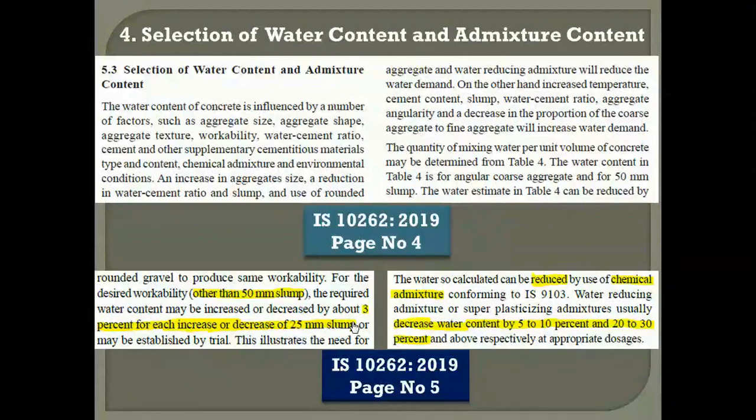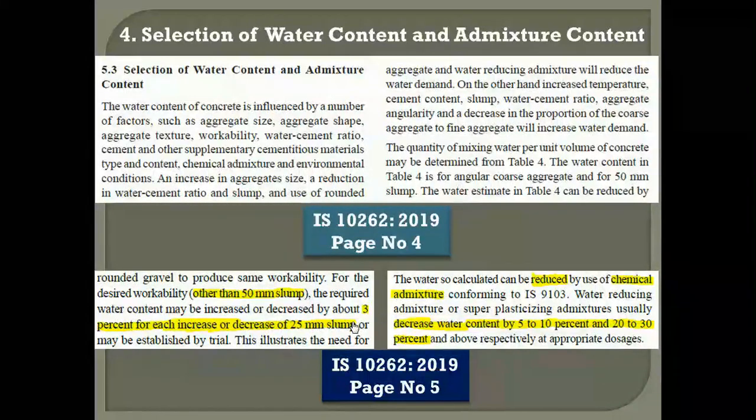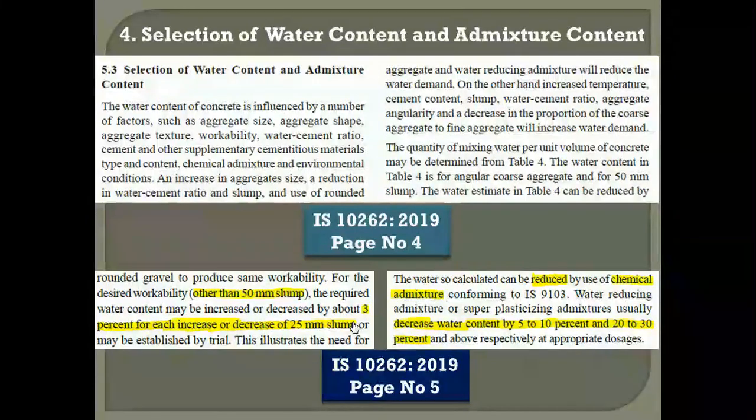And if we are using chemical admixtures in our concrete mix design, then we have to reduce the water content. What is the main use of adding chemical admixtures? To get the workability by reducing the water cement ratio. So if you add the admixtures, you have to reduce the water content by 20 to 30%. This is as per the code, I am not saying it. You have to decrease the water content by 5 to 10% or 20 to 30% based on the dosage of chemical admixture that we are using at the construction site.